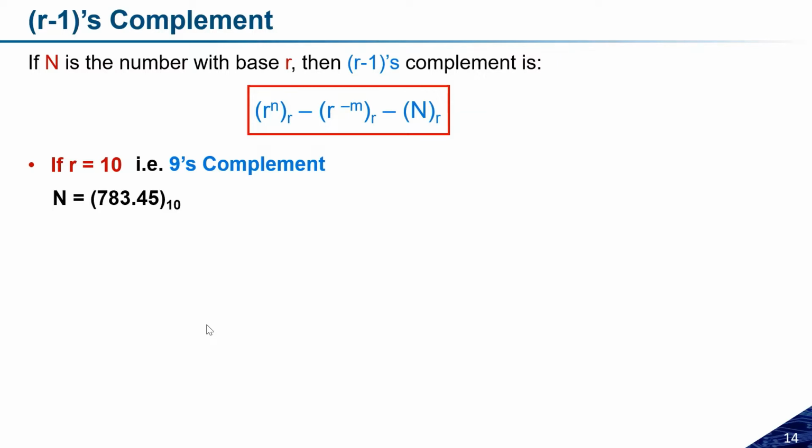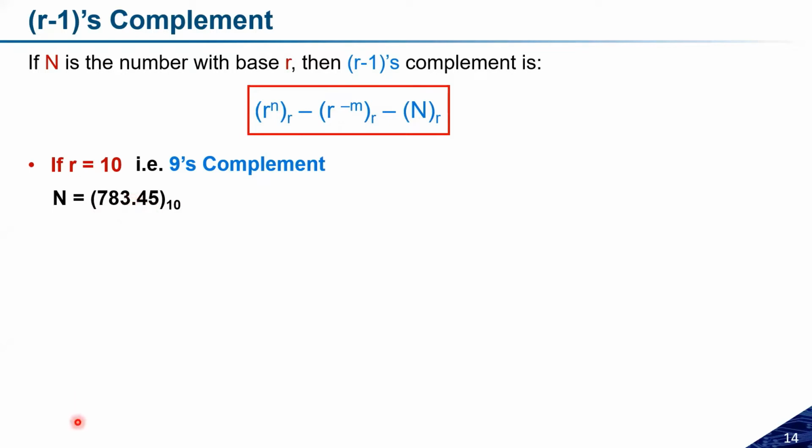Now, if I have to calculate the 9's complement of this number, what I need to do is replace r with 10. Here n is the number of digits in the integer part: 1, 2 and 3, so small n will become 3. Here r is 10. Small m is 2, because we have two digits in the fractional part, and r will be 10. And capital N is the number we have here, 783.45.